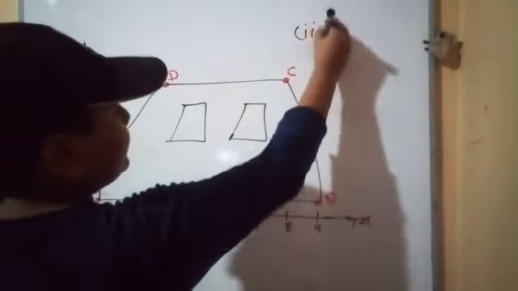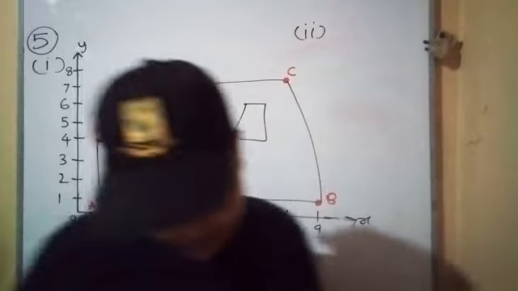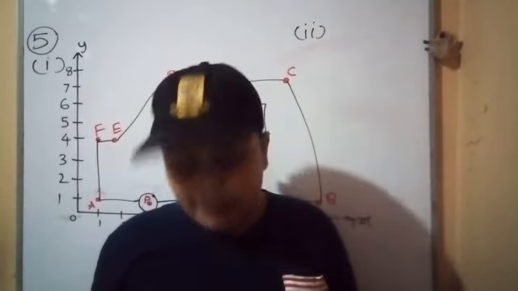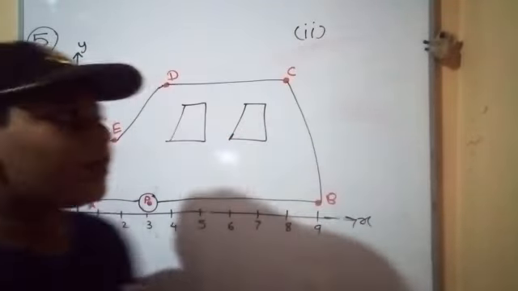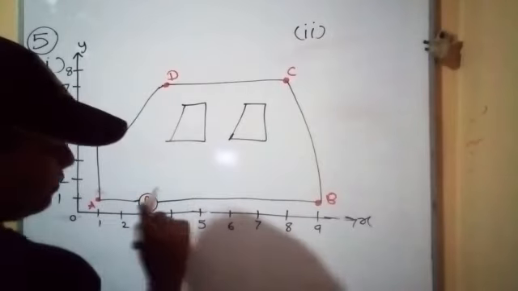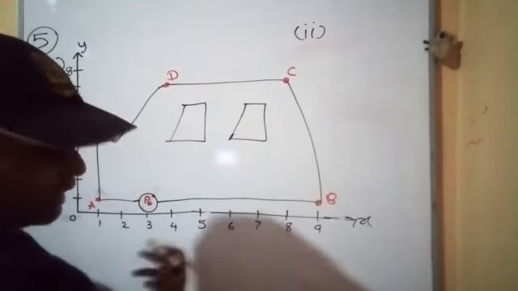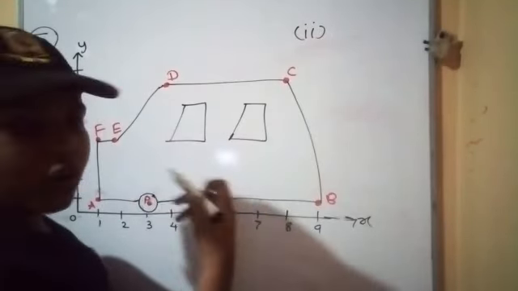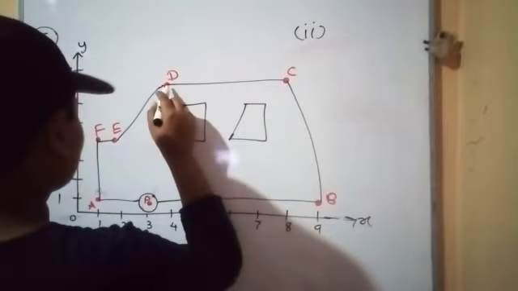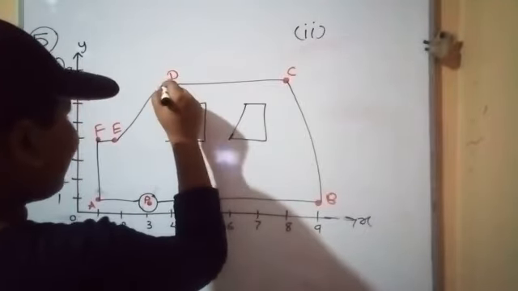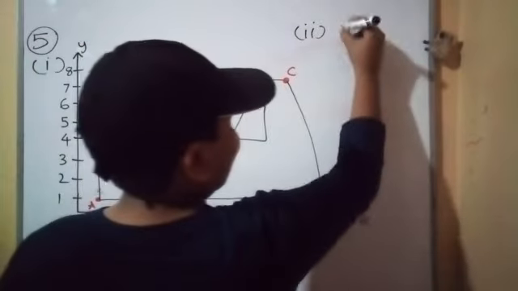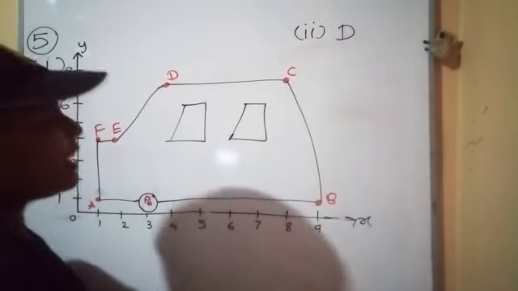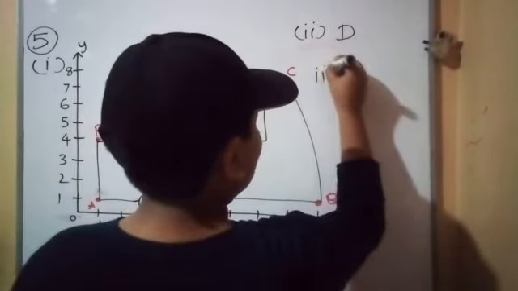Now the second one. Which point is represented by the ordered pair 4, 7? 4, 7 means, firstly take the x-axis and next the y-axis. You know that. Now 4, 7. D is there. And so let's move to the third one.